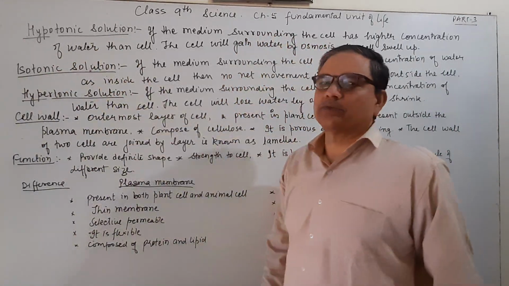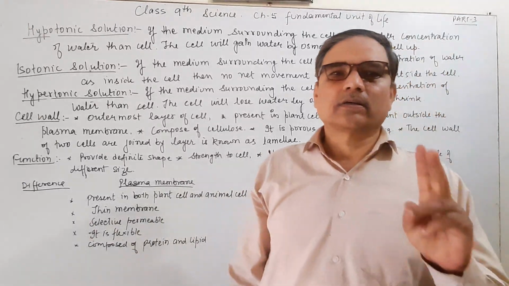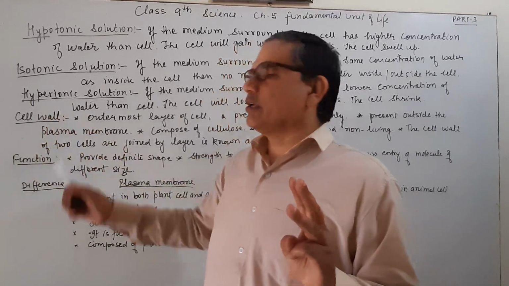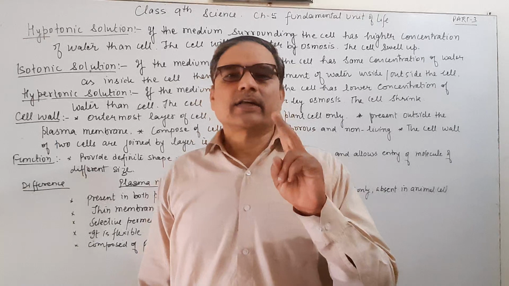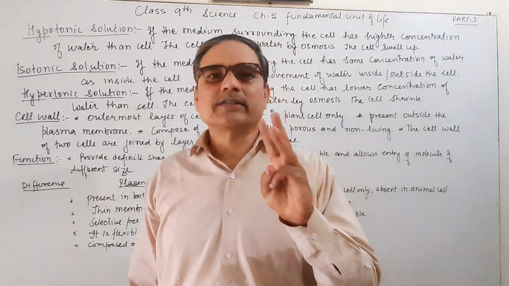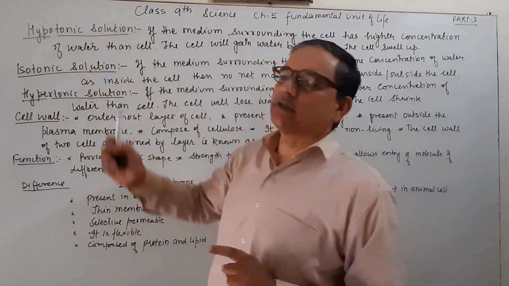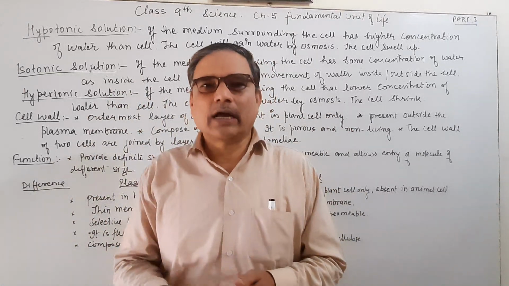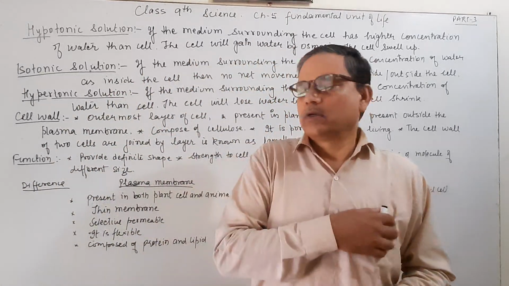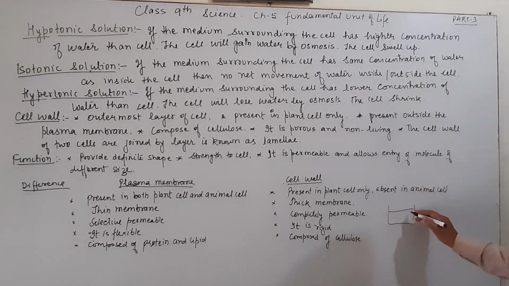What is a hypotonic solution? There are three types of solution: one is hypotonic, second is isotonic, and third is hypertonic. First is the hypotonic solution. If you take a salt solution which is dilute and put a cell in it, here is the salt solution, this is the dilute solution, and here is the cell.